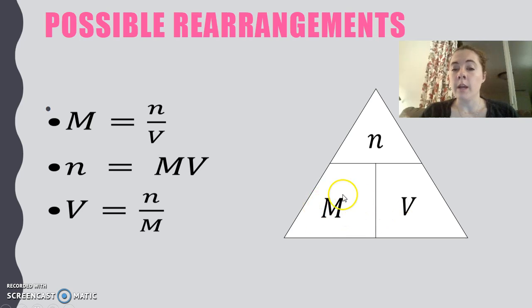If I'm looking for molar, I cover up molar, and I see that it's n divided by V, or moles divided by liters. If I'm looking for moles, I can cover up n, number of moles here, and see that my equation is molarity times volume. And if I'm looking for volume, I can cover up volume and see that my equation is number of moles divided by concentration, molar. Note that the equations are also located here. So if you just want to memorize the equations instead of our molarity triangle, that works as well.